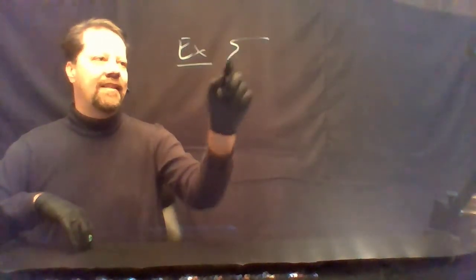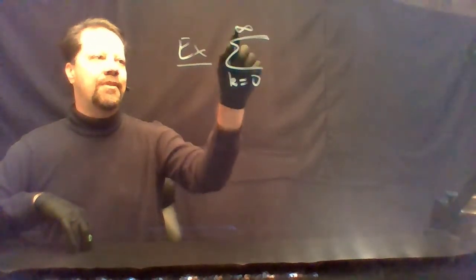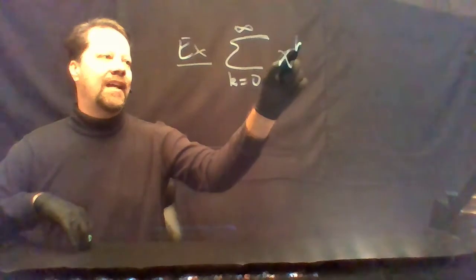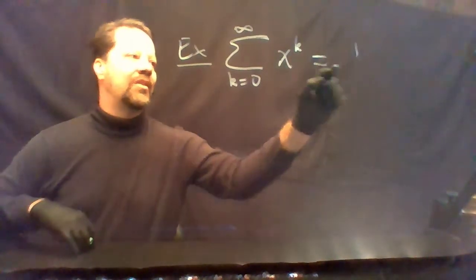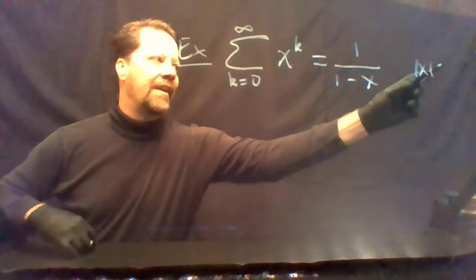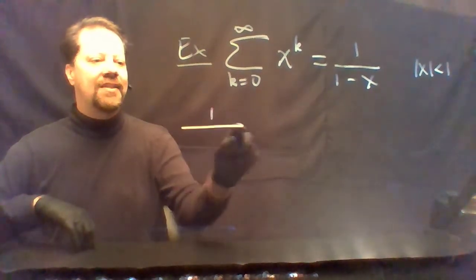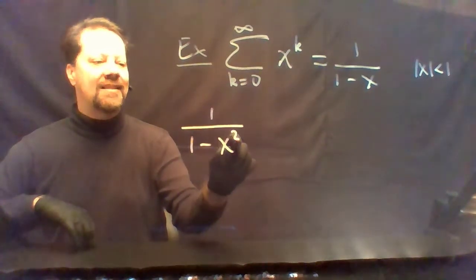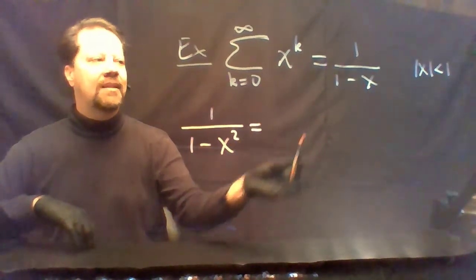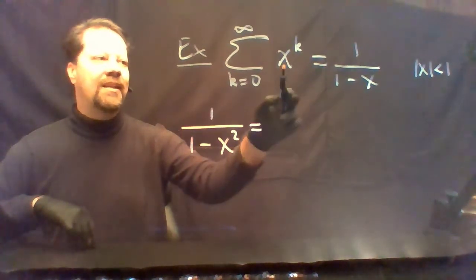We've seen then that the sum as k goes from 0 to infinity of x to the k is 1 over 1 minus x on the interval absolute value of x is less than 1. What if we need a series for 1 over 1 minus x squared? We'll replace x by x squared here.